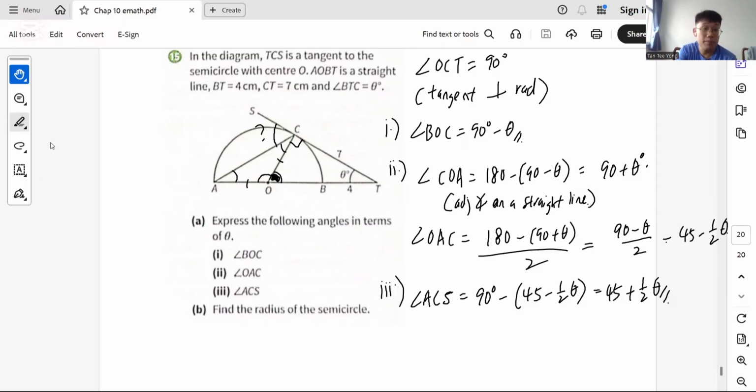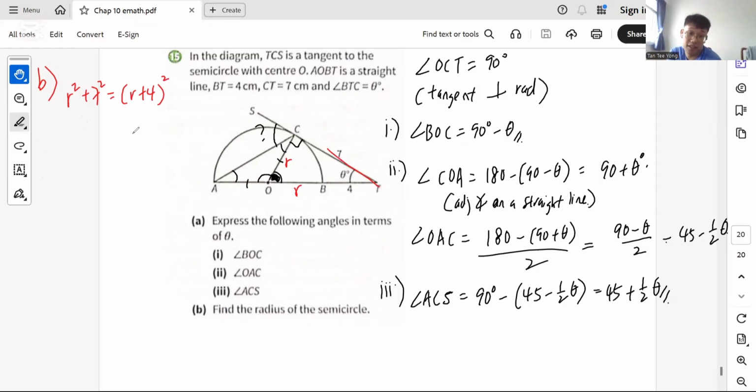Then the last part, part B. Find the radius of the semicircle. Basically just look at triangle OCT. So OC is R, and OB is also R. Then CT is 7. So we can just use Pythagoras theorem. So I can say that R squared plus 7 squared equals (R plus 4) squared.